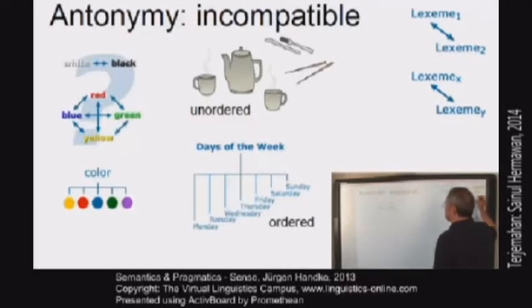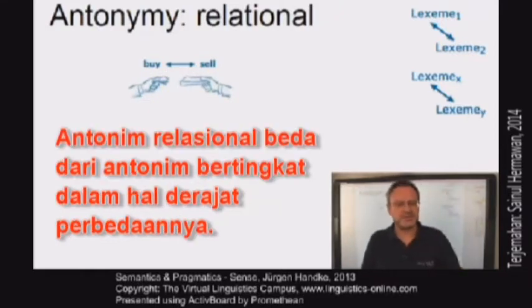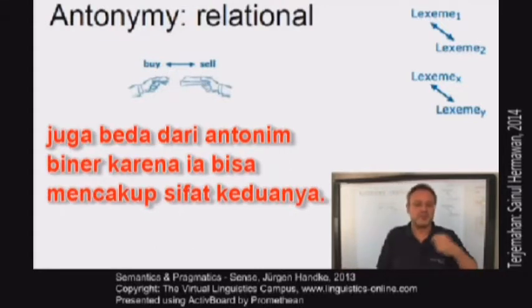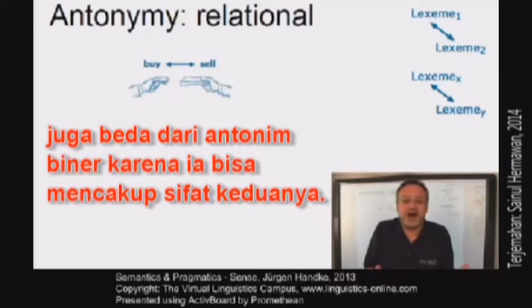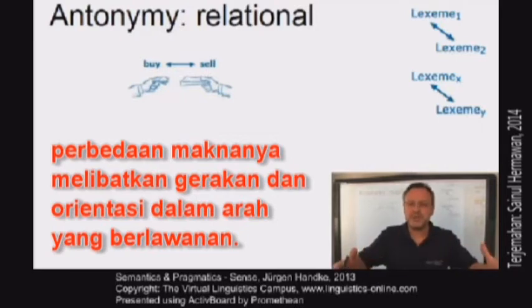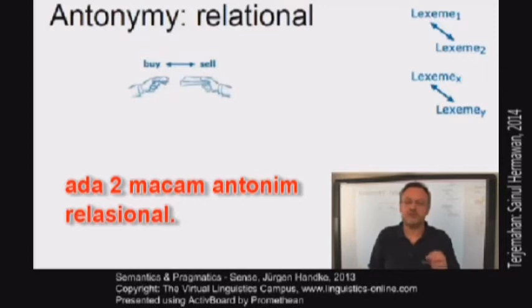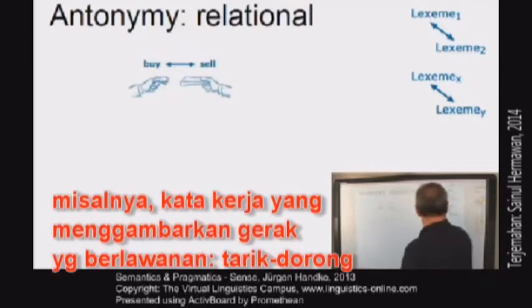The fourth type of antonymy I would like to mention is referred to as relational. Relational antonyms differ from gradable antonyms in that they are not susceptible to degrees of opposition, and from binary antonyms because they're not either or in character. In fact, their opposition involves movement or orientation in opposite directions. For this reason, they are also called directional opposites. There are two subtypes of relational antonyms.